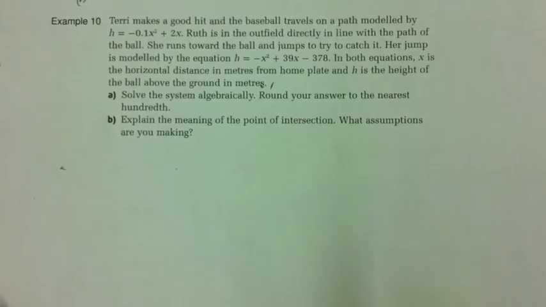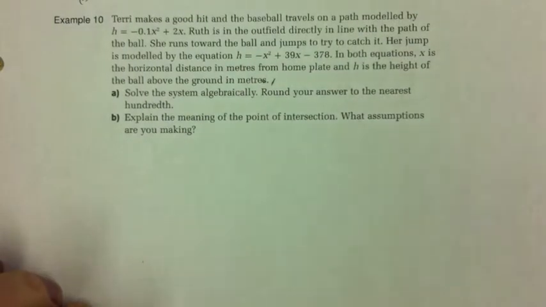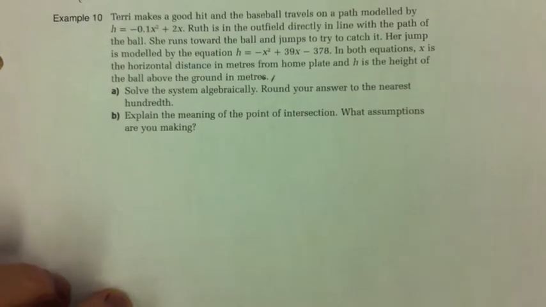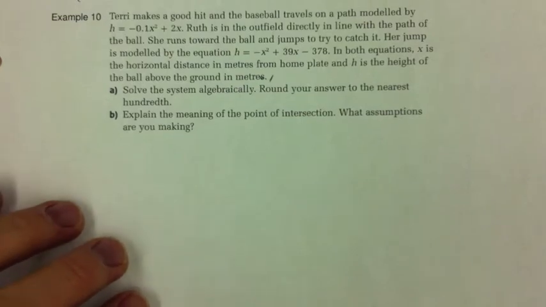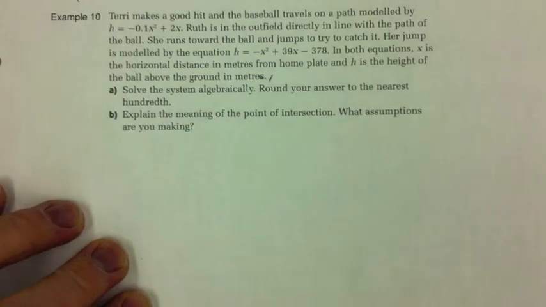All right, let's take a look at our final example 10. It says Terry makes a good hit, and the baseball travels on a path modeled by h equals negative 0.1x squared plus 2x. Ruth is in the outfield directly in line with the path of the ball. She runs toward the ball and jumps to try and catch it. Her jump is modeled by the equation h equals negative x squared plus 39x minus 378. In both equations, x is the horizontal distance in meters from home plate, and h is the height of the ball above the ground in meters. Solve the system algebraically, round your answer to the nearest hundredth, and B, explain the meaning of the point of intersection. What assumptions are you making?